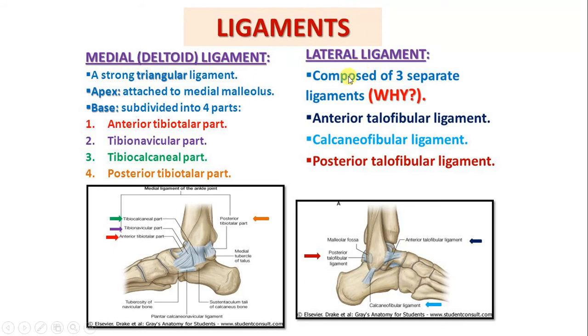Regarding the lateral ligament, it is composed of three separate ligaments. One is the anterior tibiofibular ligament, another is the calcaneofibular ligament, and the other is the posterior talofibular ligament. So there are three separate parts of the lateral ligament on the lateral side.